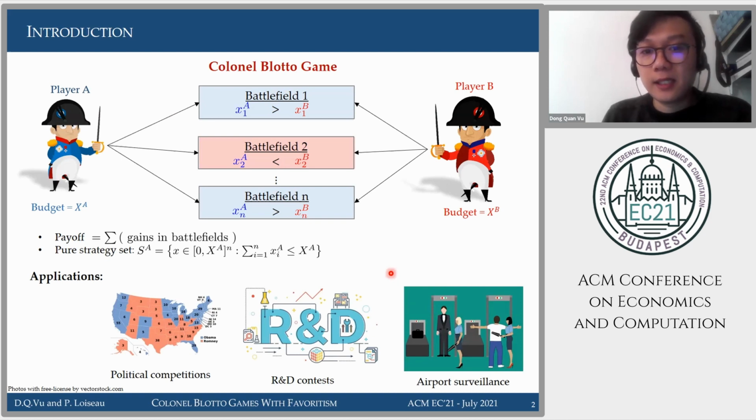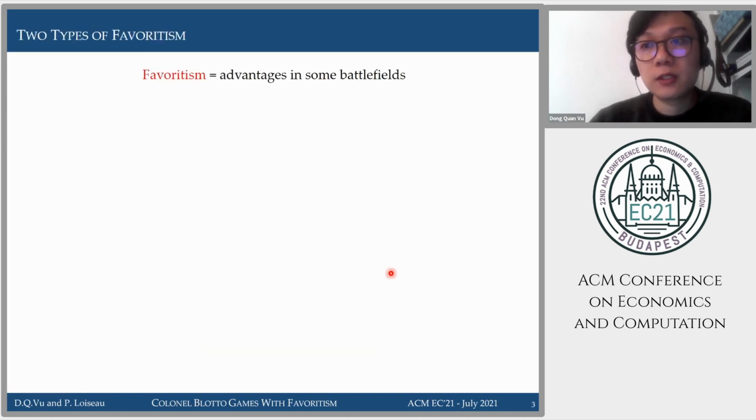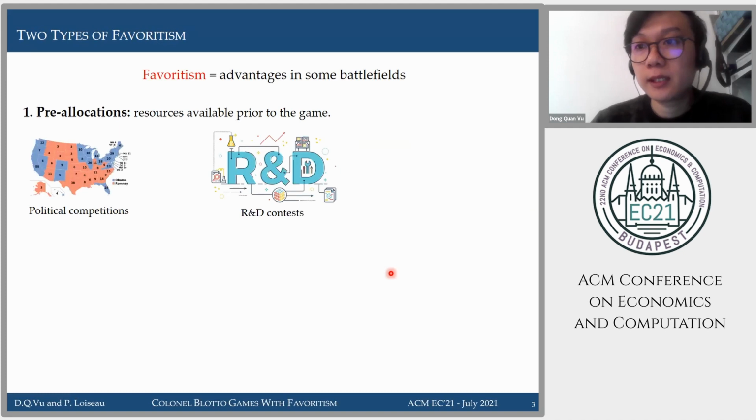However, as we know, in practice, situations tend to be more complicated than the theoretical model. Especially, we want to focus on the cases where some players might have advantages in some of the battlefields. We call this advantage favoritism. And there are two types of favoritism that we consider in this game. The first one is called pre-allocation. That is the resources committed and available prior to the game.